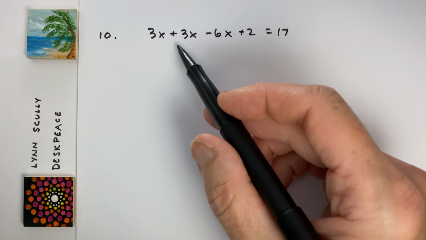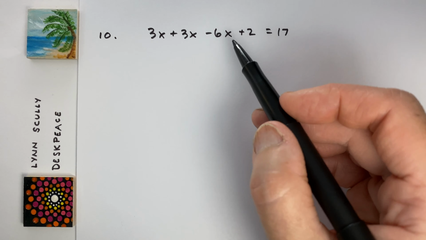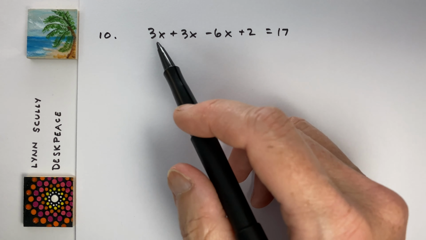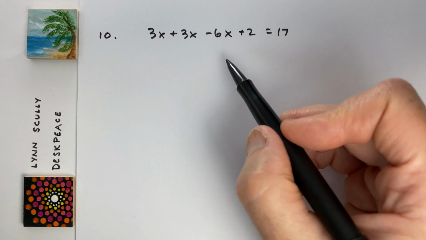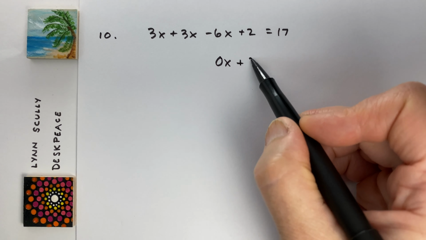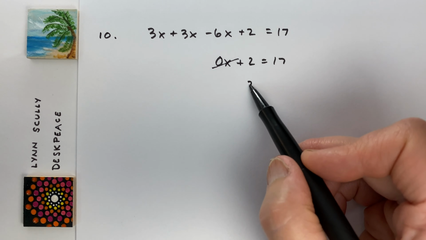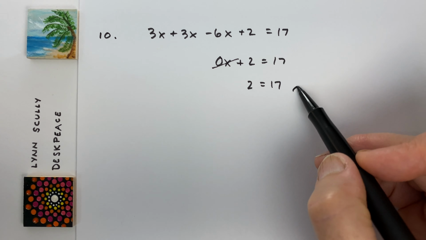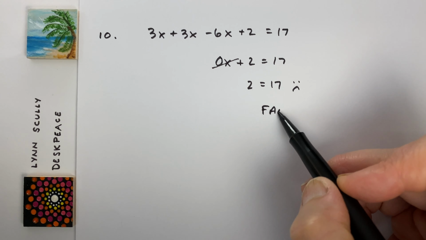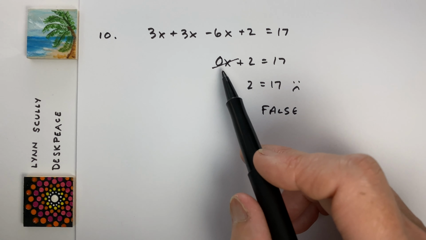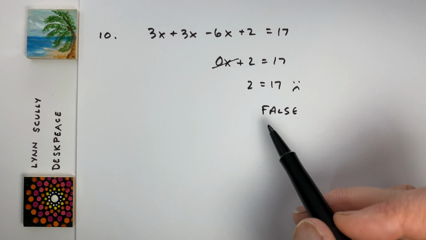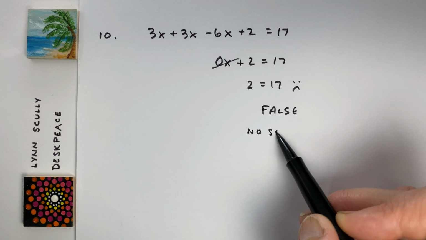Number 10. 3x plus 3x minus 6x plus 2 equals 17. 3 plus 3 is 6. Minus 6 is 0 x's plus 2 equals 17, which is essentially saying 2 is equal to 17, which is false. So if your unknown goes away and you're left with a false statement, that means no solution.